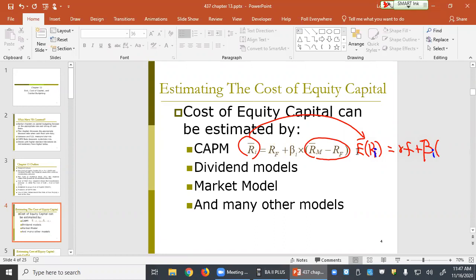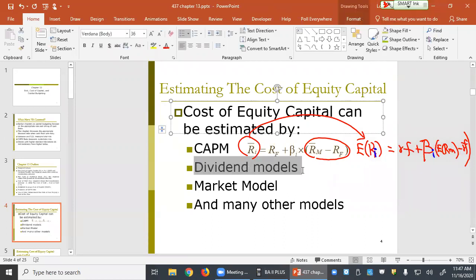Your market risk premium sometimes is notated as the expected return of the market minus the risk-free rate. I'm running out of space, so bear with me. So this is the expected return of the market portfolio minus the RF, which is the risk-free rate. So the application is very, very simple.